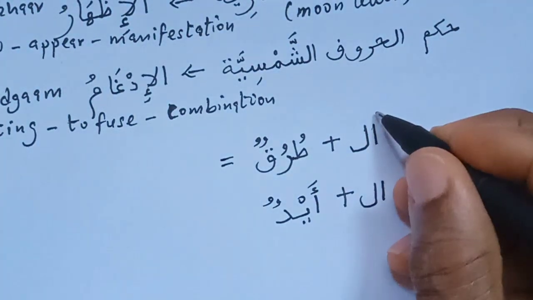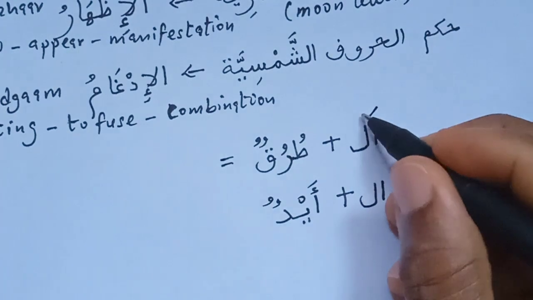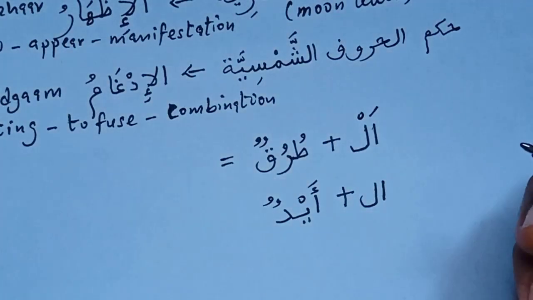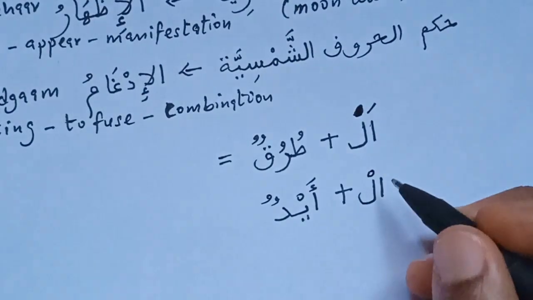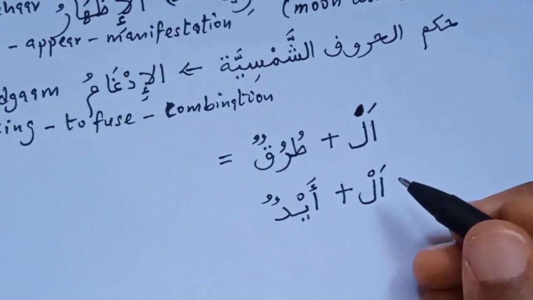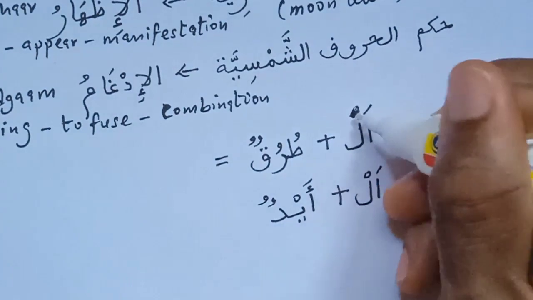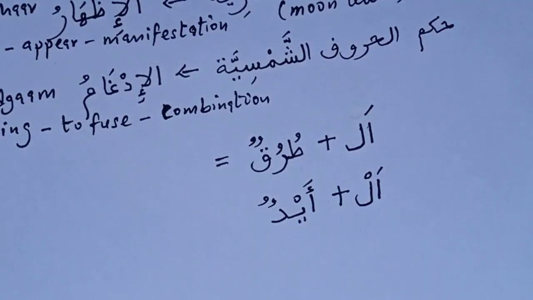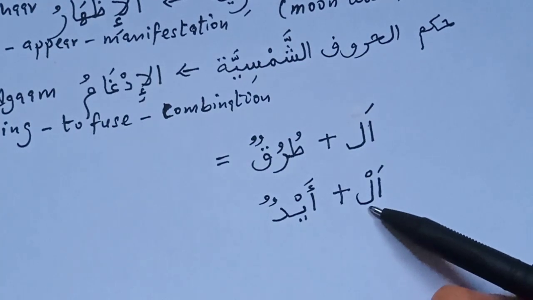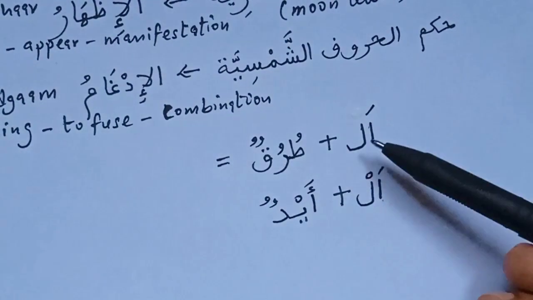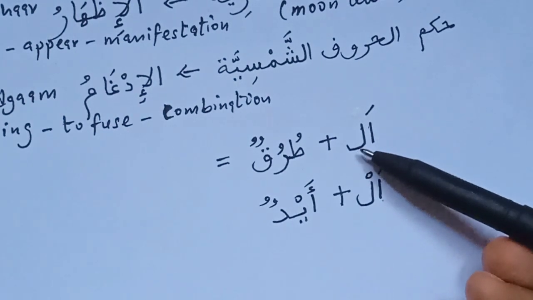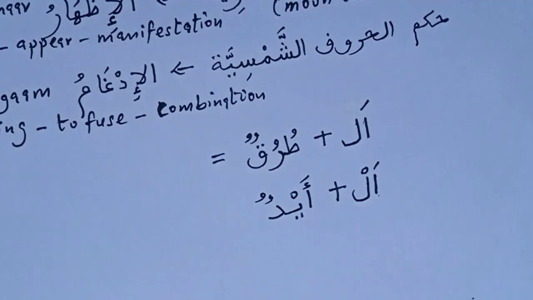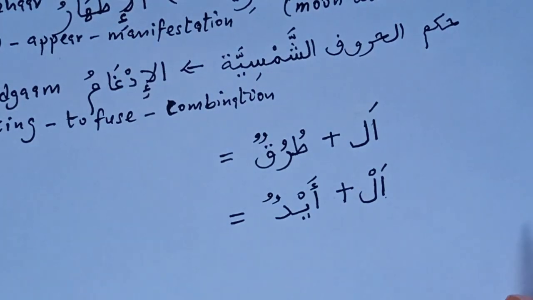Don't forget, we said the Alif is going to be expressed with the Fatha, and the lam with the sukun. That is for the case of the Qamariya, the moon letters: the Alif with the Fatha, then the sukun on the lam. And for the case of the sun letters, we have Fatha on the Alif, then nothing will be expressed on the lam.